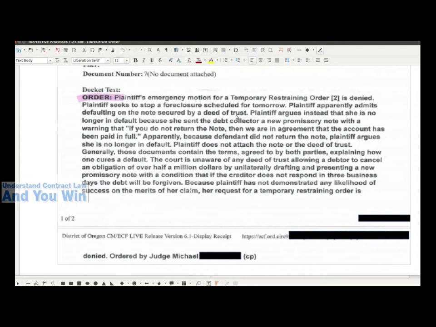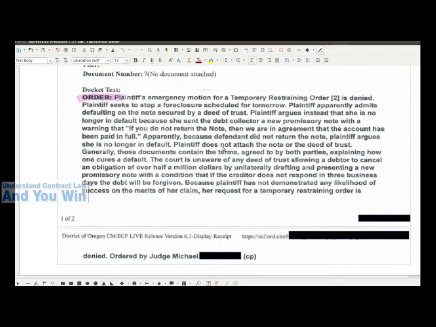Plaintiff argues instead that she is no longer in default because she sent the debt collector a new promissory note with a warning that if you do not return the note, then we are in agreement that the account has been paid in full. Apparently, because the defendant, Satiris Inc., did not return the note, plaintiff, the homeowner, argues that she is no longer in default. Plaintiff does not attach the note or the deed of trust.